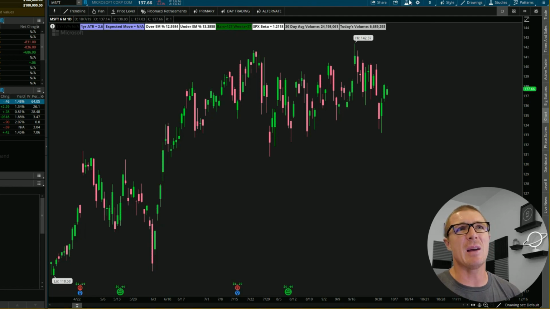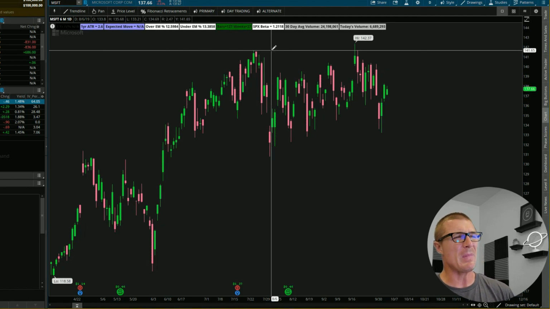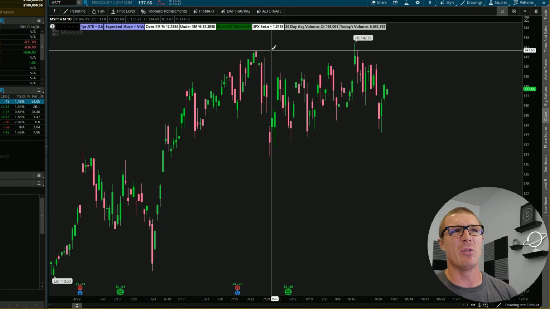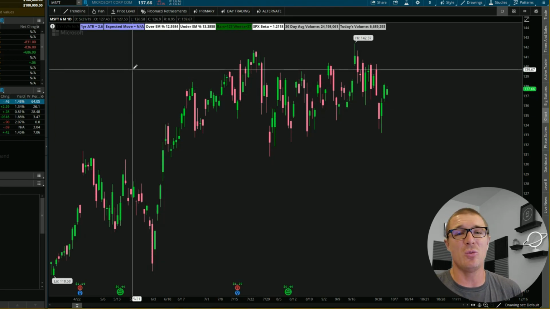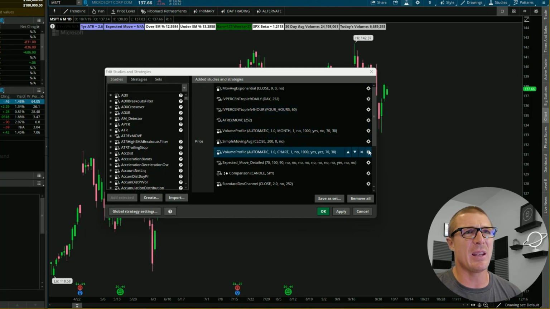The first thing I'm going to add back is the volume profile, to identify my levels. Now there's probably 1,000 ways you could identify important key levels with the stock. I like the volume profile because I don't have to guess. I just look at where volume is the highest on the volume profile. And so let's go and take a look at that here.